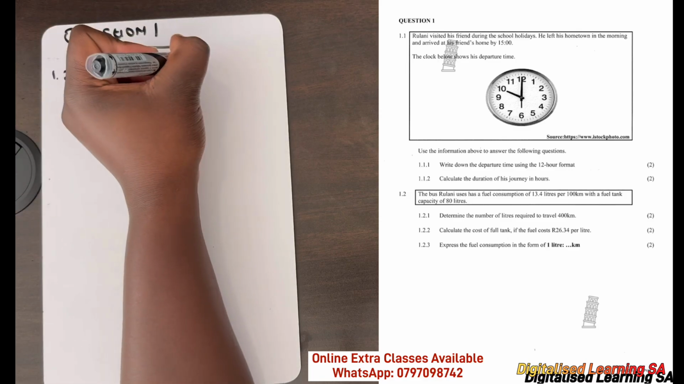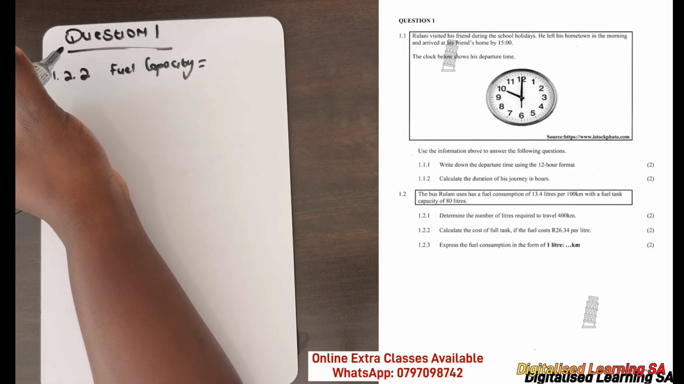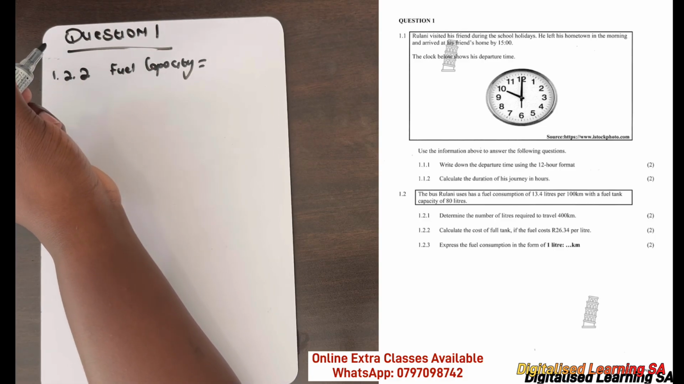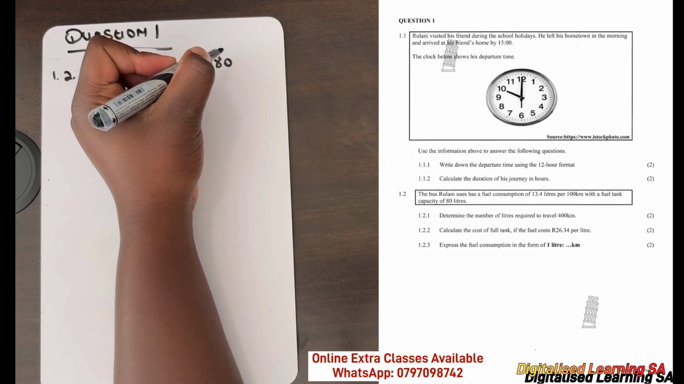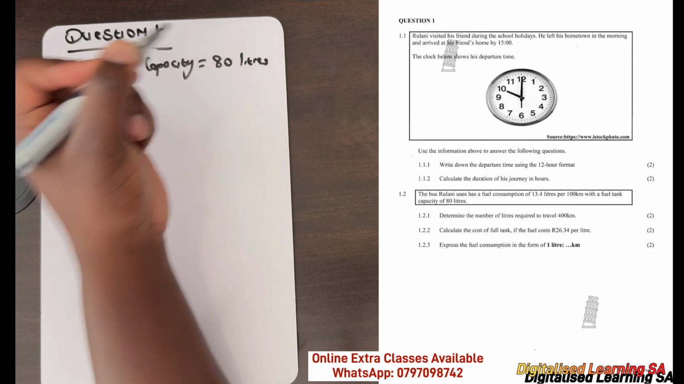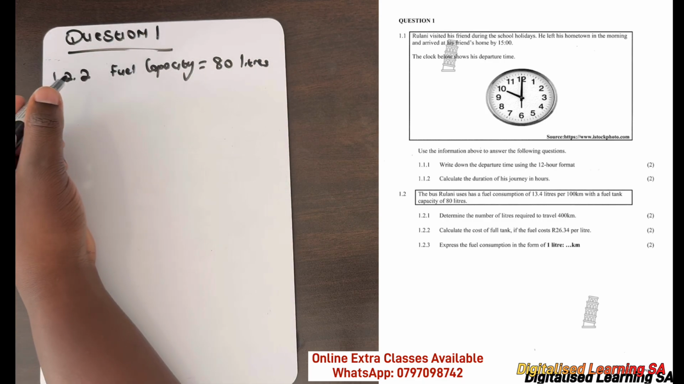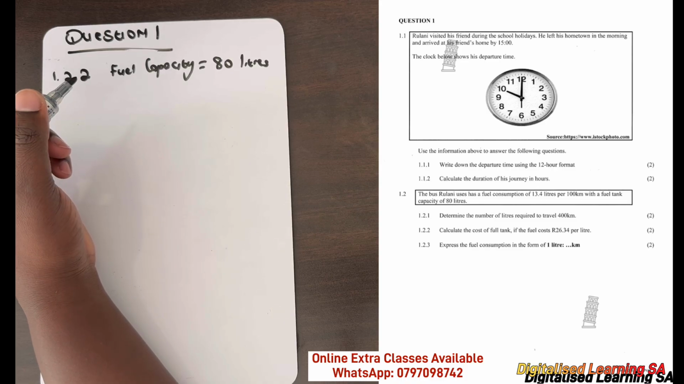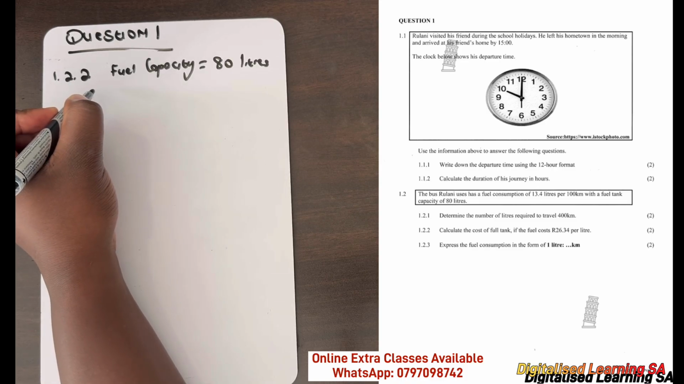And if we look at the scenario or the statement that we are given to help us answer this set of questions, we can see that the fuel capacity was 80 liters, meaning that to calculate the cost of a full tank, we just multiply 26.34 by 80, because 1 liter costs 26.34 cents.